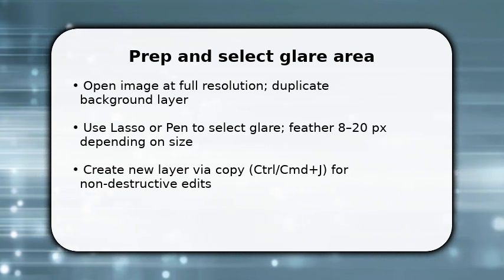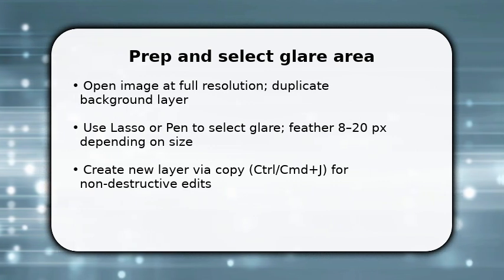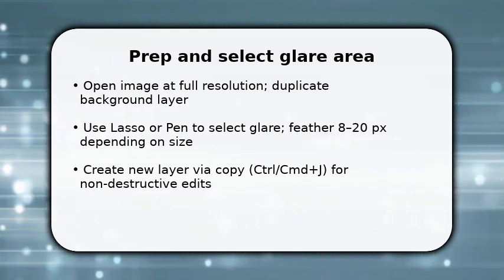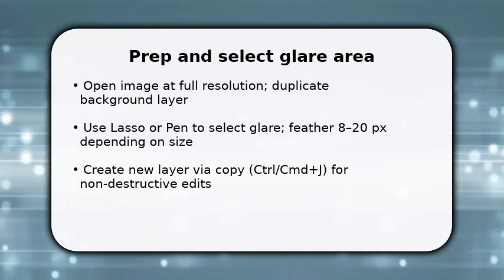Once selected, press Ctrl or CMD plus J to copy that selection to its own layer. This isolates the glare so you can adjust only the shiny area without affecting skin tones or lenses.